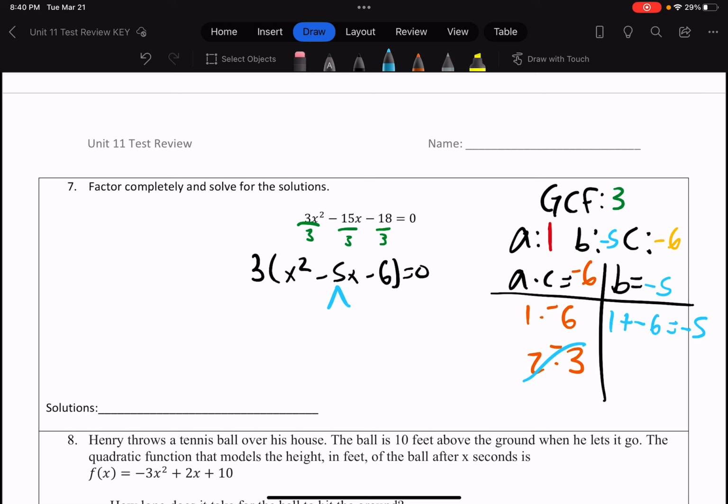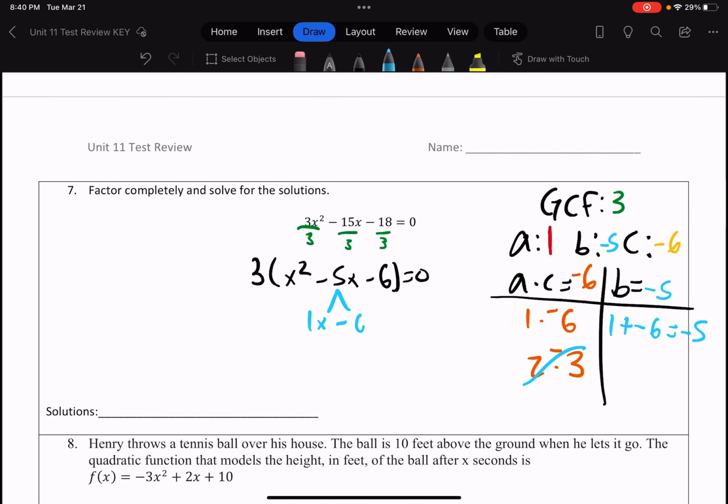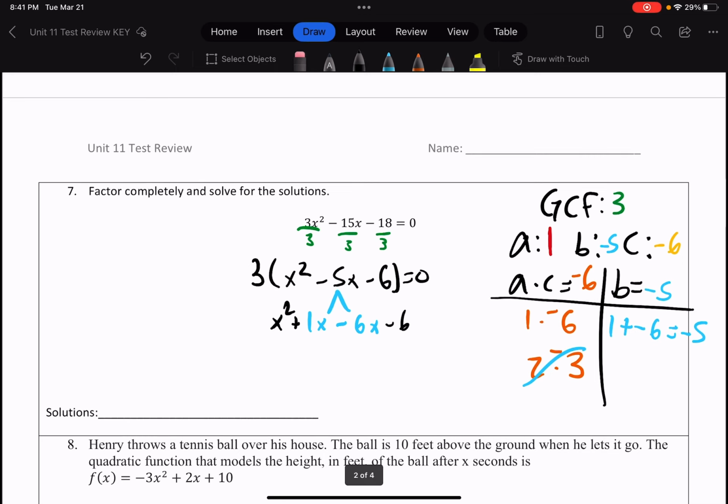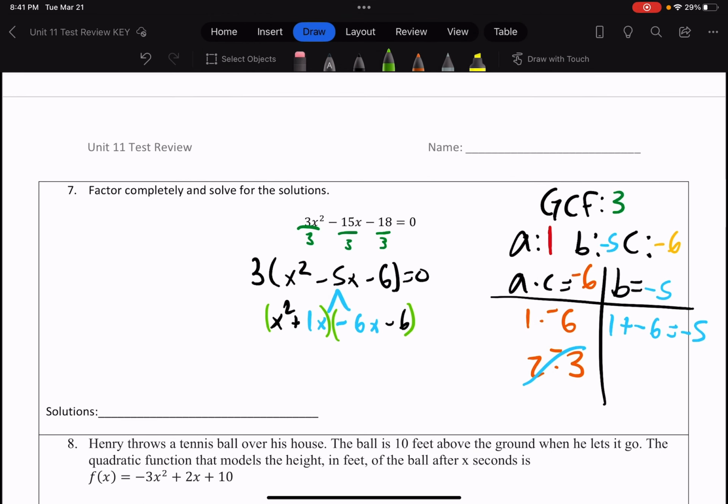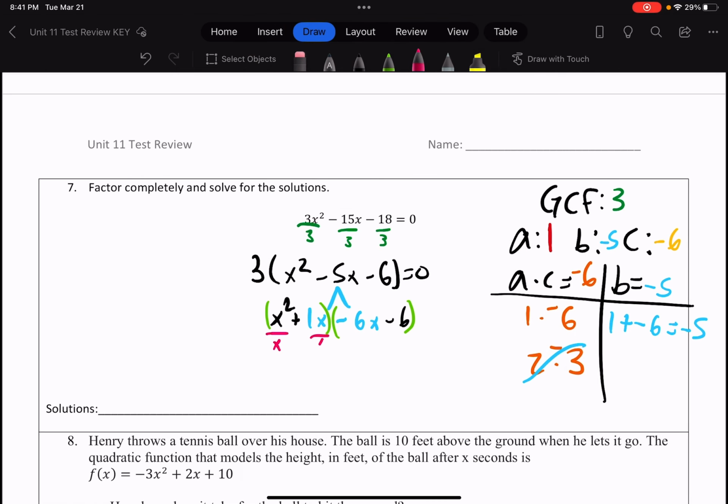So now I'm going to break negative 5x into 1x minus 6x. And I can bring down the x squared and the negative 6. Guys, I'm going to save that 3 for later. I've got 4 terms, so I'm going to factor by grouping. If I look for the GCF out of the first grouping, I'm going to have x. And that's going to leave me with x plus 1 inside the parentheses. My second grouping, I'm going to factor out a negative 6, which is going to leave me with an x plus 1 inside the parentheses. Those are the same thing.